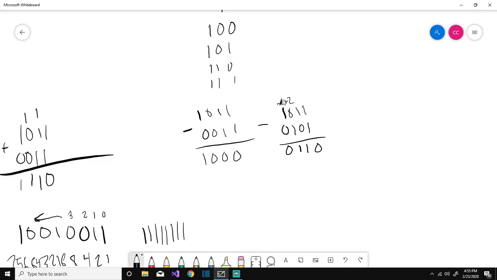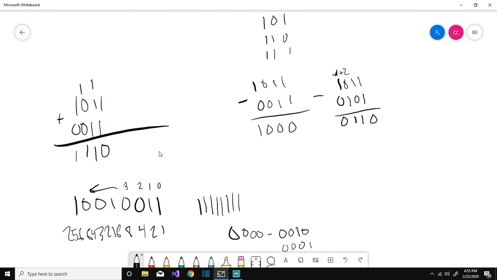So we have to borrow 1 from the leftmost place, and then we add 2. Off the top of my head, I don't know why it works, but it does. So 0 minus 1 plus 2 is 1, and then 1 minus 0 minus the 1 that we took out is 0. That's how it works. That's the basics of binary.